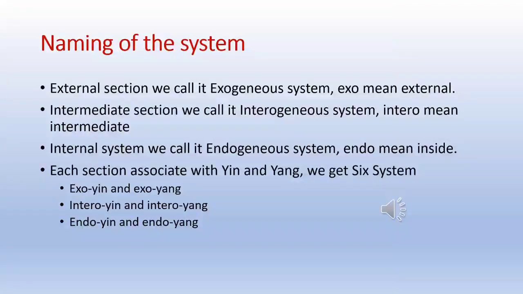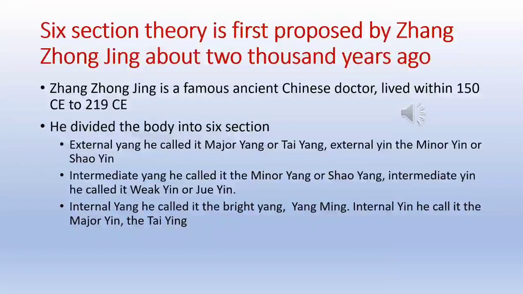So please study this. Okay, try to understand this. I think it is simple to understand. The 6-section theory was first proposed by Zhang Zhongjing about 2000 years ago.